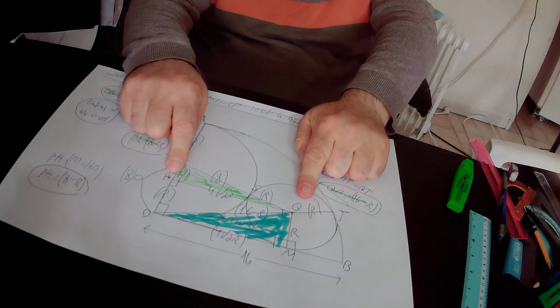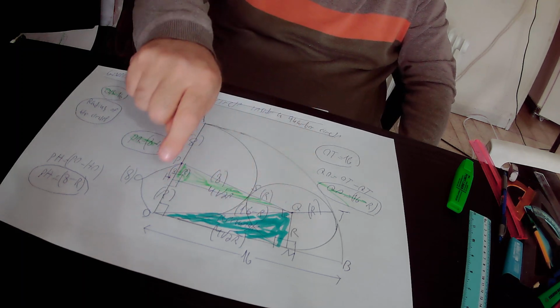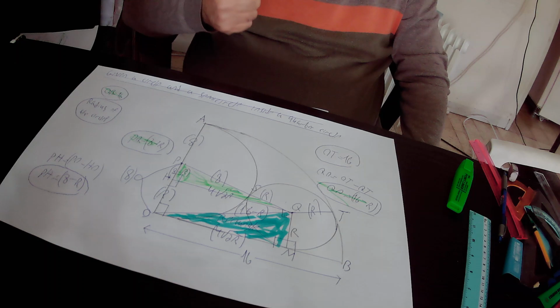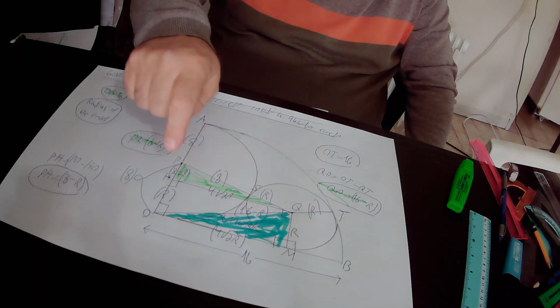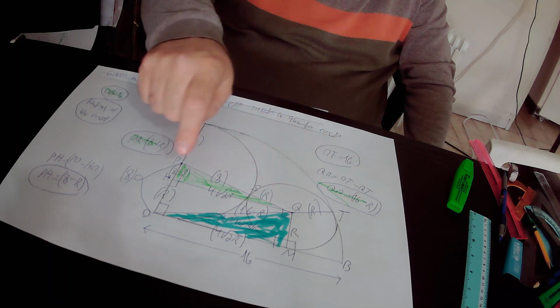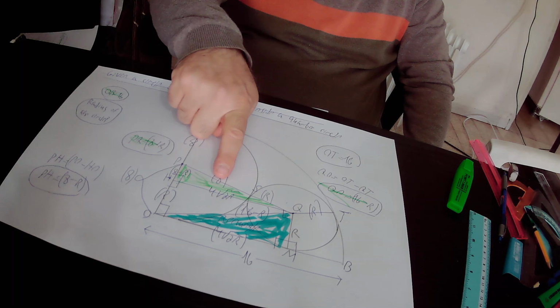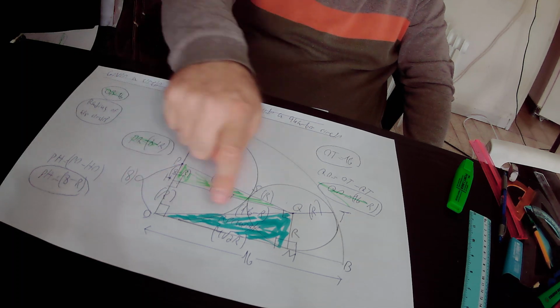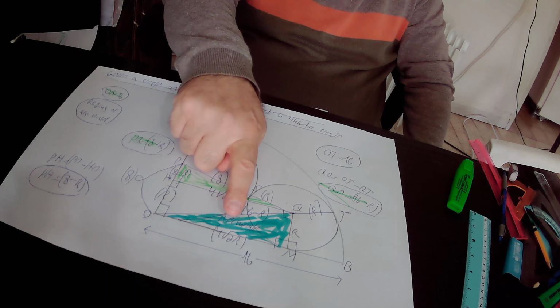But we have already found out that quadrilateral HQMO is a rectangle, and we know that the opposite sides of a rectangle are equal to each other. So in rectangle HQMO, side HQ equals the opposite side OM. But HQ equals 4 times the square root of 2R, therefore OM must also equal 4 times the square root of 2 times R.